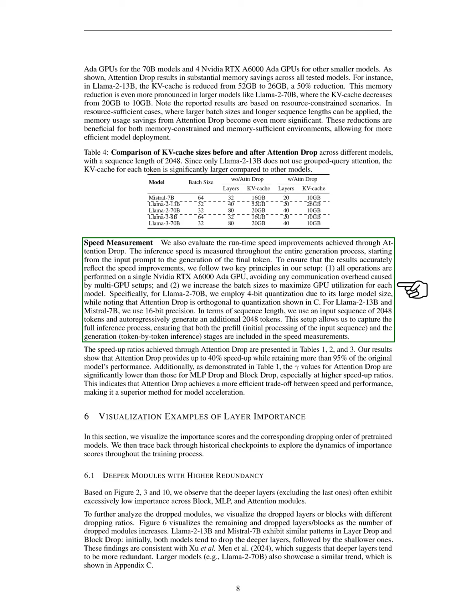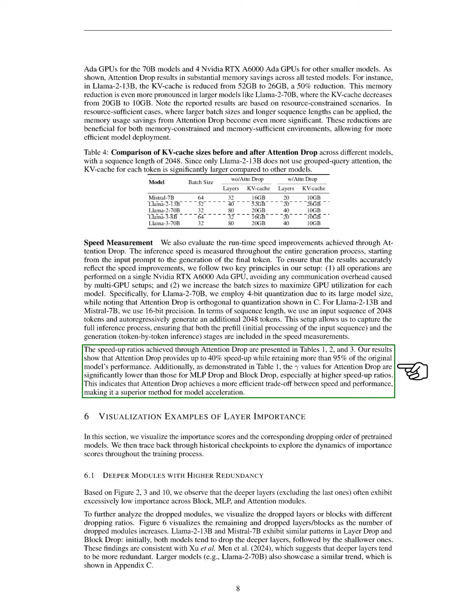For Llama 2-70B, we use 4-bit quantization due to its size, while for Llama 2-13B and Mistral 7B, we use 16-bit precision. We input a sequence of 2048 tokens and generate an additional 2048 tokens, capturing the full inference process. The speed-up ratios from attention drop are presented in our tables, showing up to a 40% increase in speed while maintaining over 95% of the original model's performance.